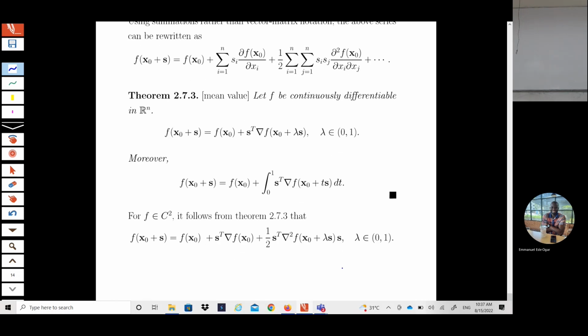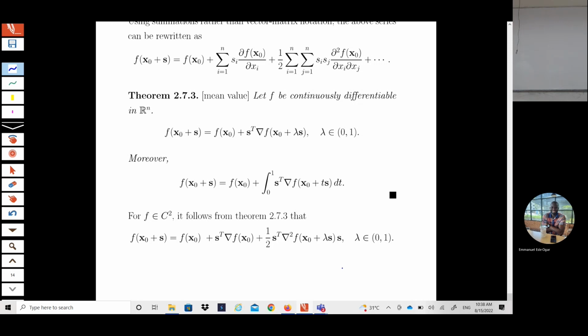When the function f is in the class C2, meaning f is twice continuously differentiable, then from this theorem we can prove that f(x naught plus s) is equal to f(x naught) plus s transpose times the gradient of f at x naught plus 1 over 2 of s transpose, the Hessian of the function f at the point x naught plus lambda s, multiplied with s. And lambda is a real number between 0 and 1.